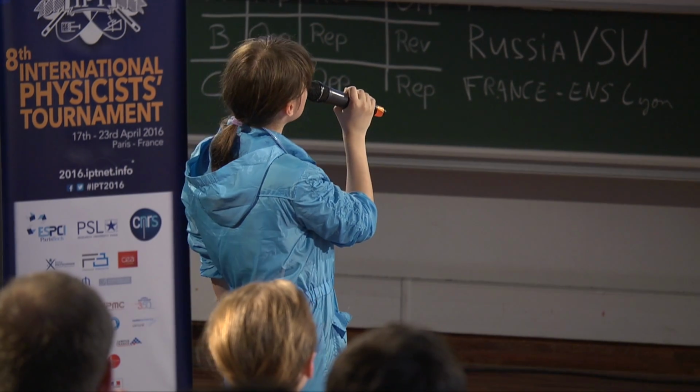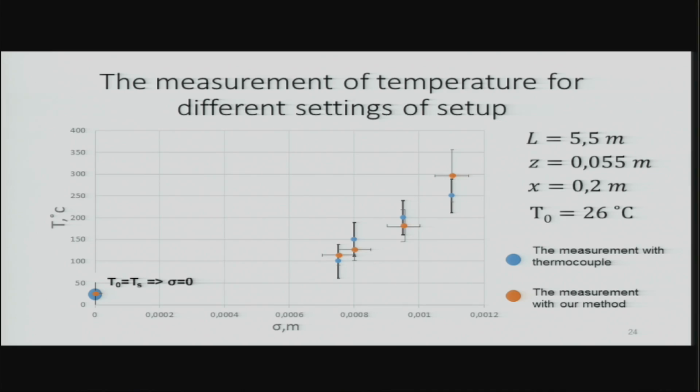Here you can see the measurement of temperature for different settings of the setup. Here you can see that blue points are the measurements with thermocouple, so we can say it's the real temperature of the surface. And orange points are the measurements with our method. And you can see that they are quite close. The difference between them for the biggest temperature is about 20%.